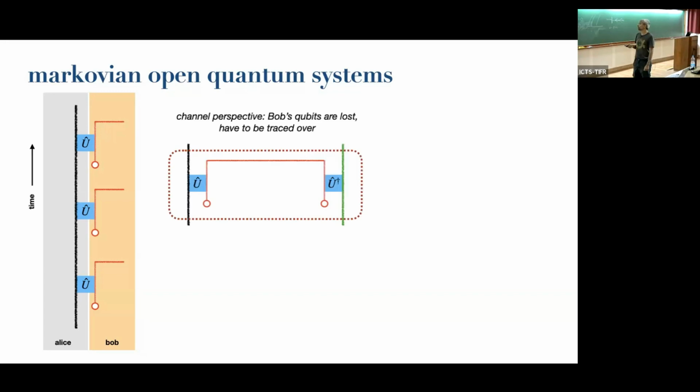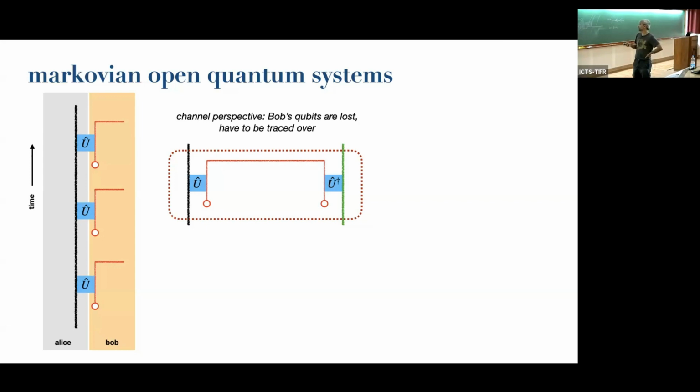Now, the normal perspective that you take is to trace out Bob's degrees of freedom, because Bob's qubits have gone away. You say, okay, you have no access to them anymore, so you've got to trace over them, and that gives you this kind of superoperator evolution, which you can call a quantum channel, and which many of you probably know better as a Lindblad-Mesner equation.